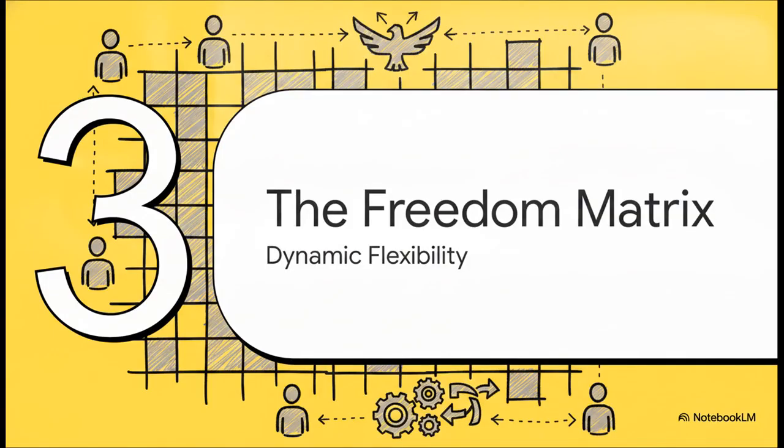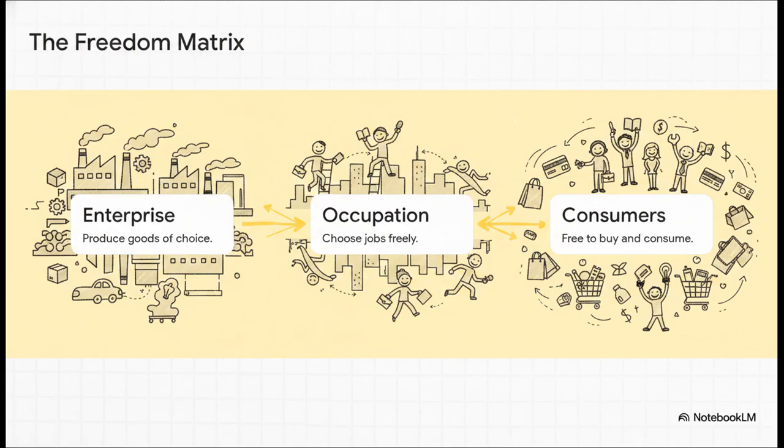All right, Section 3, the freedom matrix. This is all about dynamic flexibility. Let's look at the actors within the system and exactly who gets to do what. We can actually break this matrix down into 3 sequential steps of freedom. Step 1 is freedom of enterprise.